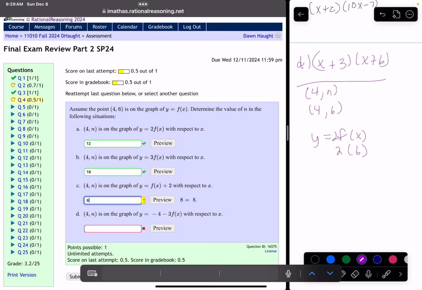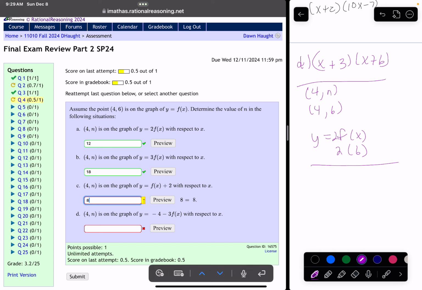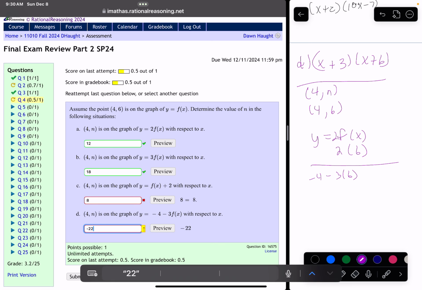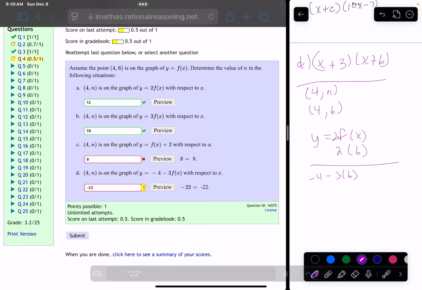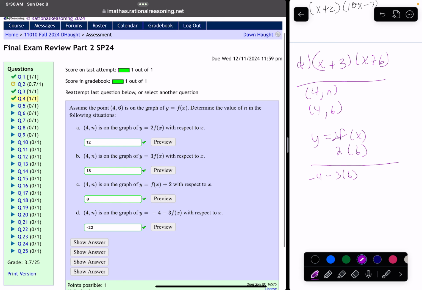And then this one, we have a few more pieces to do. It's just multiplied by -3. So -4 minus 3 times 6. That's all you're going to do. So -4 minus 18 is -22. So there is one. They're just really manipulating the outside of the function, which changes your f of x value or your y value. And they're just talking about that's a transformation.